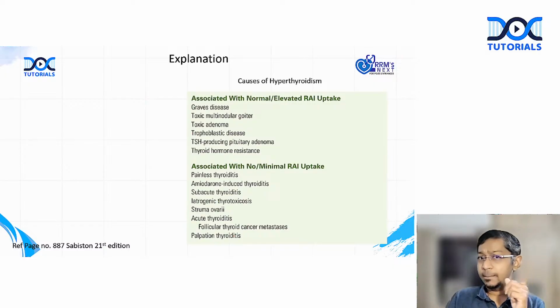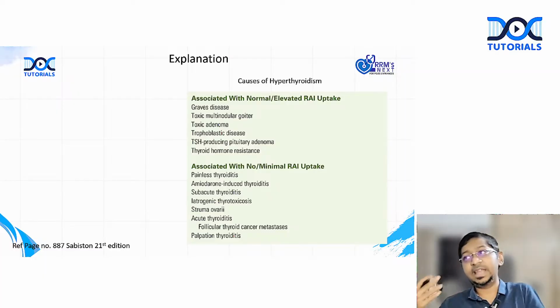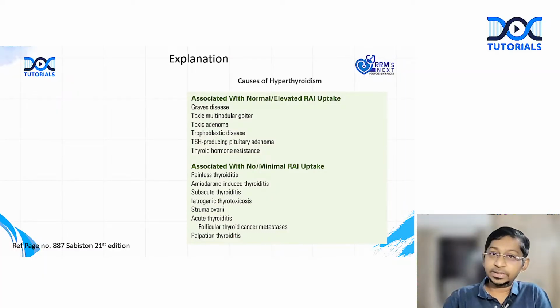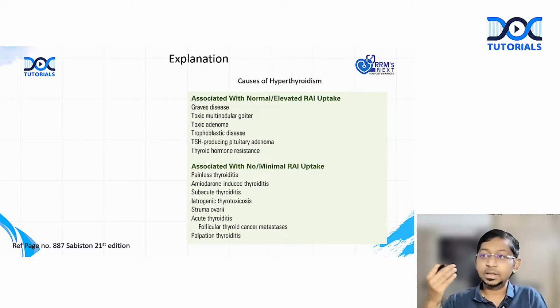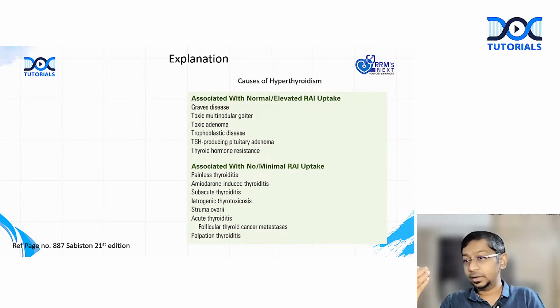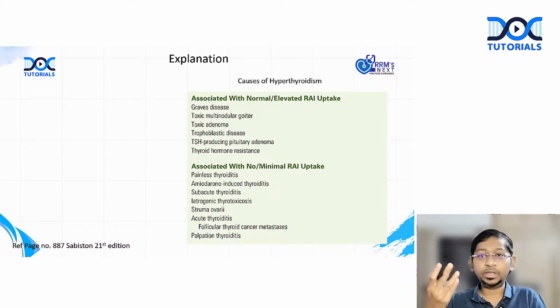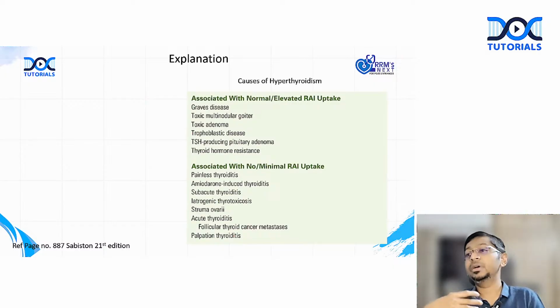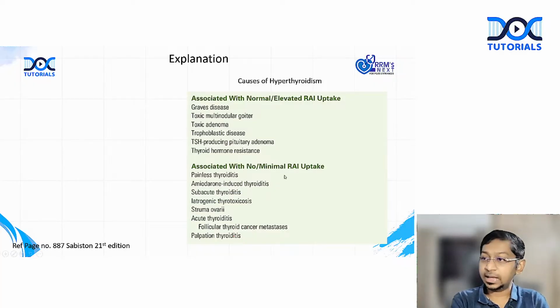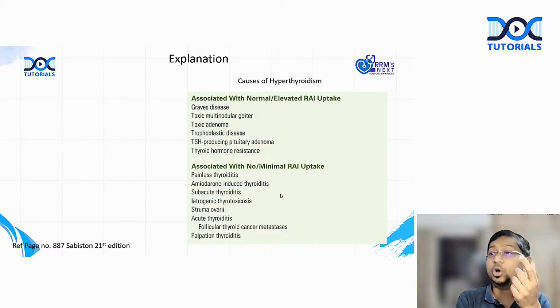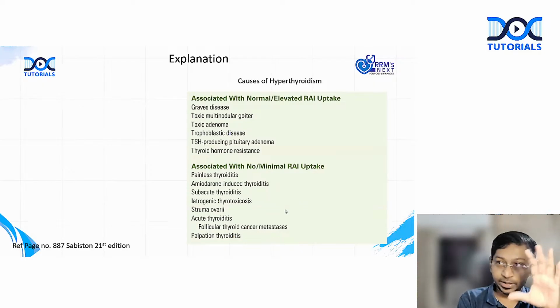Toxic multinodular goitre, multiple areas of hyperfunctional nodules with non-functional areas in between. Toxic adenoma, one lobe is functioning, the other lobe is suppressed. Neoplastic disease, TSH-secreting adenoma, thyroid hormone resistance. All these are states where you have elevated uptake, whereas thyroiditis classically of any cause, like subacute thyroiditis, silent thyroiditis, amiodarone-induced thyroiditis, iatrogenic thyroiditis like post radiotherapy or post radioactive iodine, or struma ovarii, all these are classic examples. Thyroid cancer metastasis or even thyroiditis following palpation, all these are classical examples of thyrotoxicosis associated with no or minimal uptake on scintigraphy. It's a very important concept to understand.